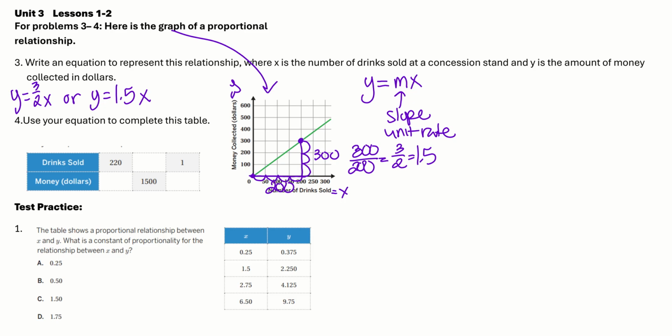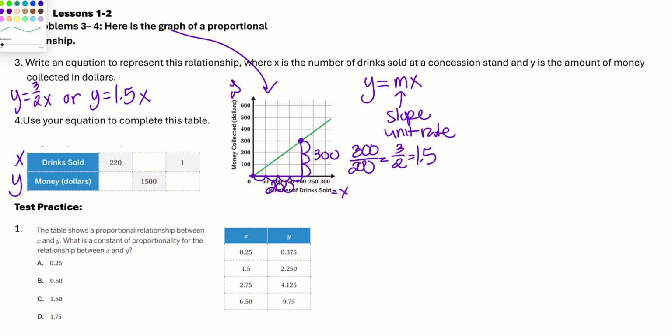Now for number 4, it says use your equation to complete this table. So remember, drinks sold was our X and money was our Y. And so if you feel like you're running out of room at any time, lift your flap up so we can do some work together, and then we'll put our answer back on here. I'm going to do my work off to the side, but if you do not have room to do work, lift that flap up.